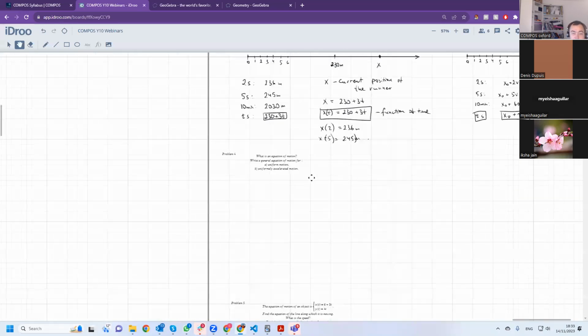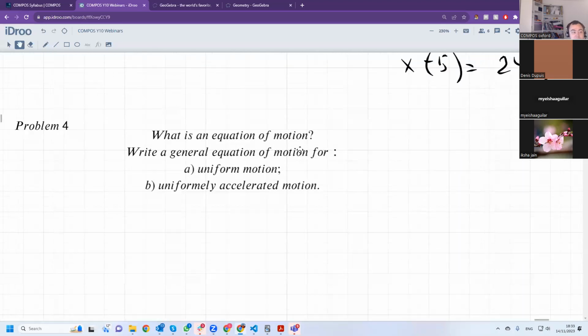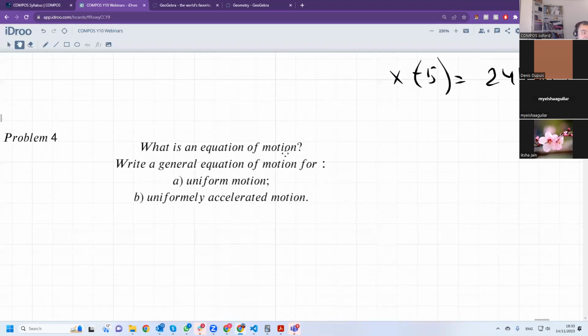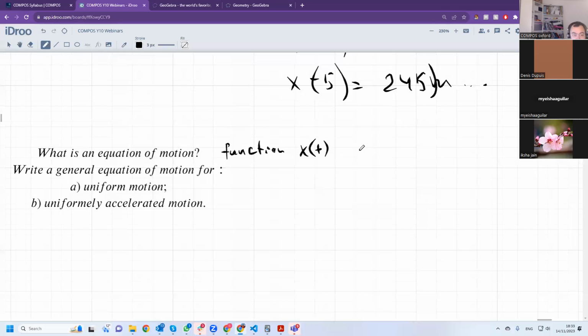So we're moving on to problem 4. So what is an equation of motion? An equation of motion is an equation that tells you the position at any given moment in time. Is a function x of t. Tells you the position at any given time. Gives you position x at time t. Okay, you might think why am I doing really easy things and focusing so much on them?